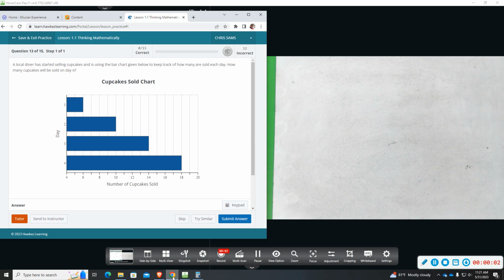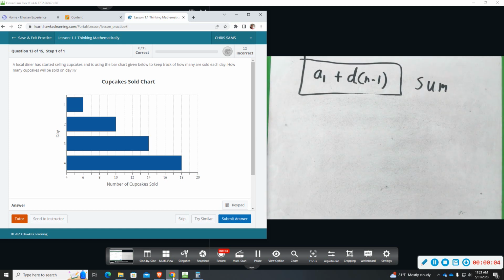All right, number 13, we're going to be using this same formula. So the screen looks a little bit different. I started recording the last few and I didn't hit the record button. So I'm in practice, but it's the same type of problem.